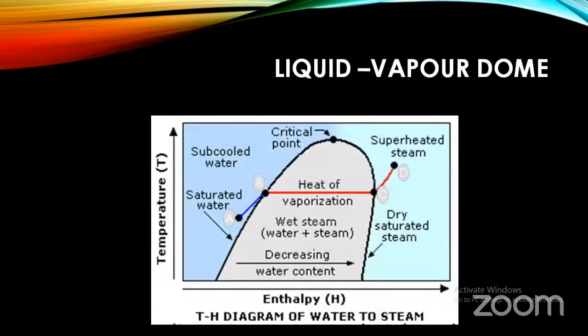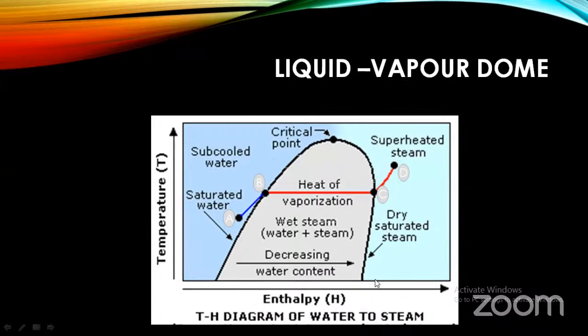If you draw for different pressure lines, see, this is the line shown in blue, red. This shows it for a particular pressure. So if this is drawn for many pressures and the process is repeated, this dome is created, the liquid vapor dome. This curve is attained by joining all the saturated water points, and that's why this curve is called the saturated water curve.